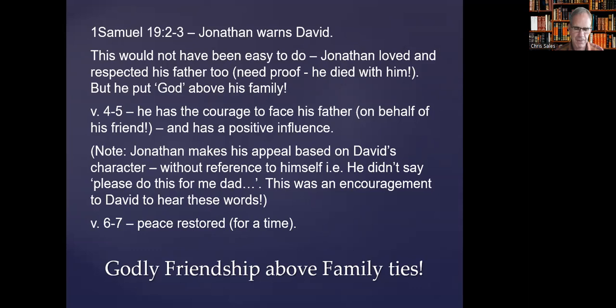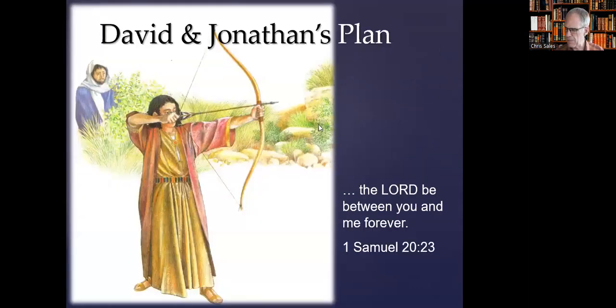It really is incredible. We know things go poorly, and Jonathan and David have to make up this plan of how they can communicate with each other. So over to chapter 20, and David has to flee. Saul tries to kill him, and David flees in verse 1.